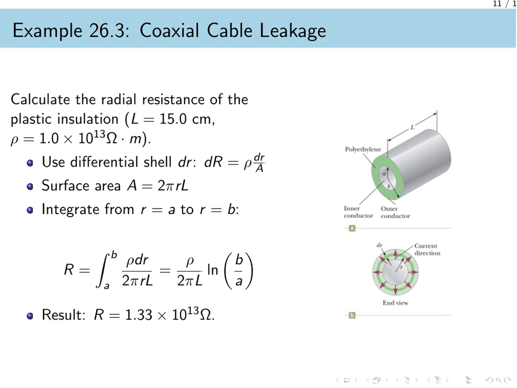The surface area of this shell is 2 pi times the radius, r, times the length, l. To find the total radial resistance, we set up an integral from the inner radius a to the outer radius b. After integrating, we find that the total resistance is remarkably high, at 1.33 times 10 to the power of 13 ohms, minimizing current leakage.